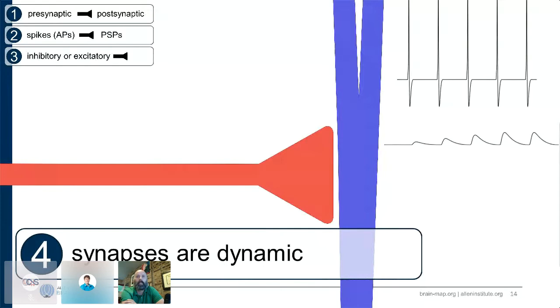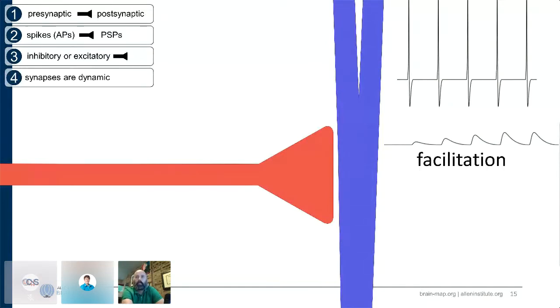I'll give you two simple examples. Looking on very short timescales, we find that in some synapses, a rapid train of presynaptic spikes causes the response to become gradually stronger. We call this facilitation. And with some synapses, we have the opposite effect. The PSPs become gradually weaker. We call this short-term depression. For simplicity, I want to stop there, but of course, I'm only scratching the surface.